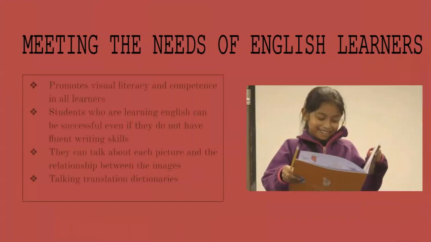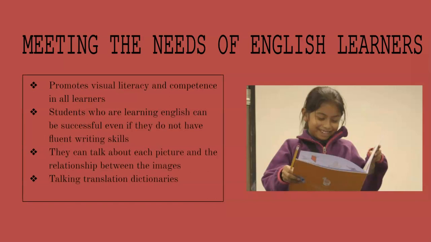This strategy also has ways to meet the needs of English learners. This activity promotes visual literacy and competence in all learners. Students who are learning English can be successful even if they do not have fluent writing skills. They can talk about each picture and the relationship between the two images, and talking translation dictionaries can be provided to assist learners with new vocabulary to use in speaking and writing.